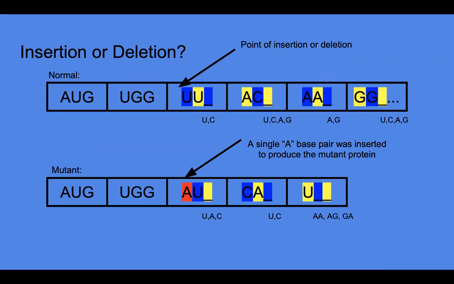Since the third amino acid in the mutant strand is isoleucine, we know that the third codon of the mutant strand must start with an A. From this information, we can see that an insertion of a single A base pair is taking place and is frame shifting the rest of the bases to the right.